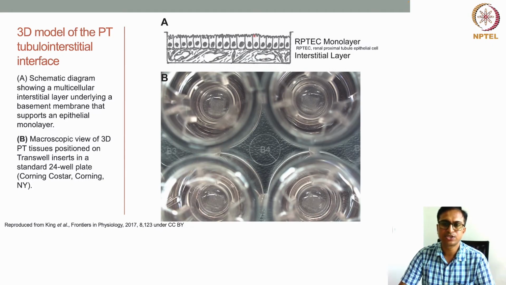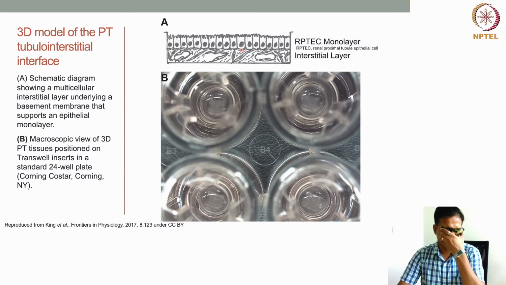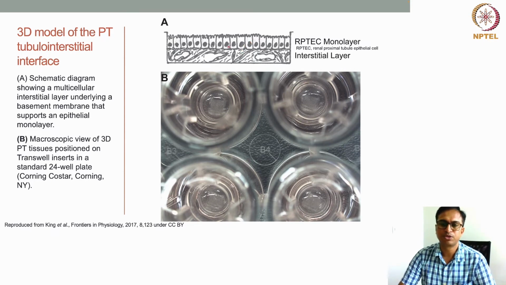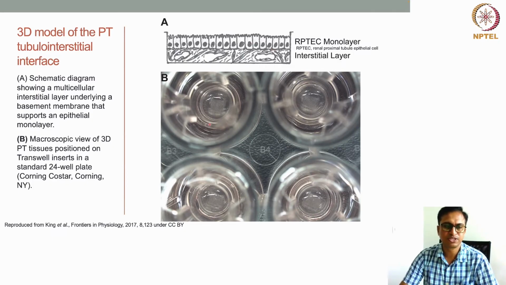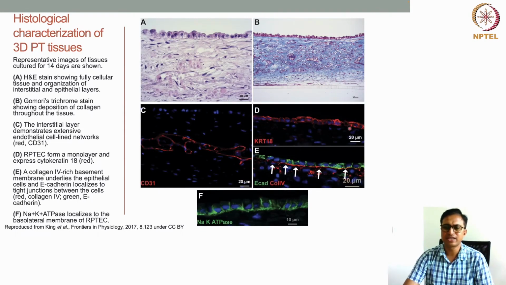And this tissue is very important for the reabsorption and other functions of the proximal tubule. Right? So this is the schematic of their work, and then they have also shown the macroscopic view of the 3D PPT tissue that is positioned on a transwell in a standard 24-well plate. In the standard 24-well plate, they have printed this kind of structure where this interstitial layer, and on top of that, the RPTEC monolayer is present.